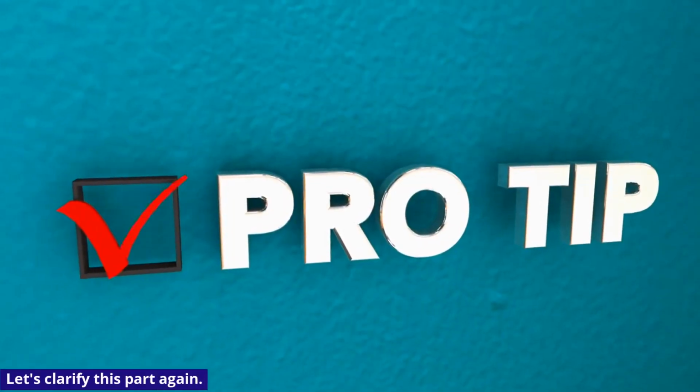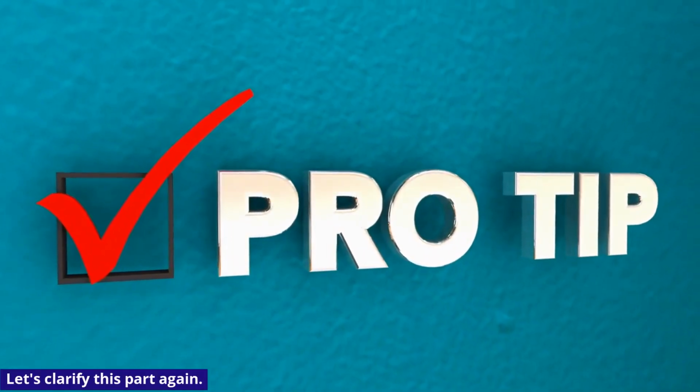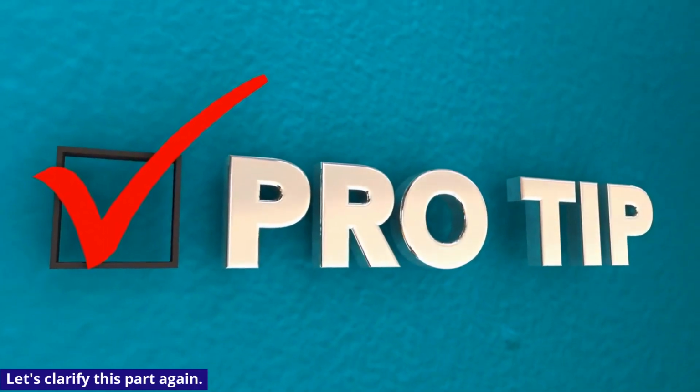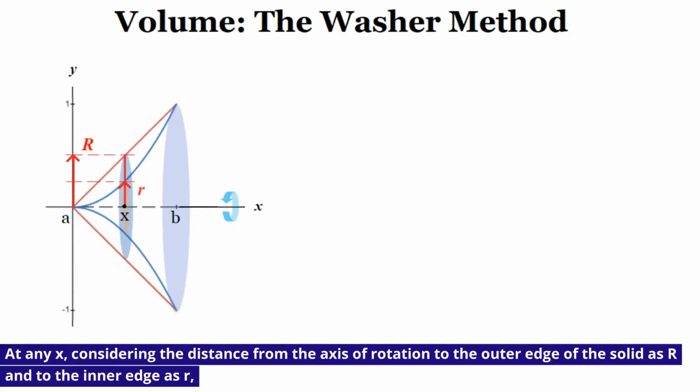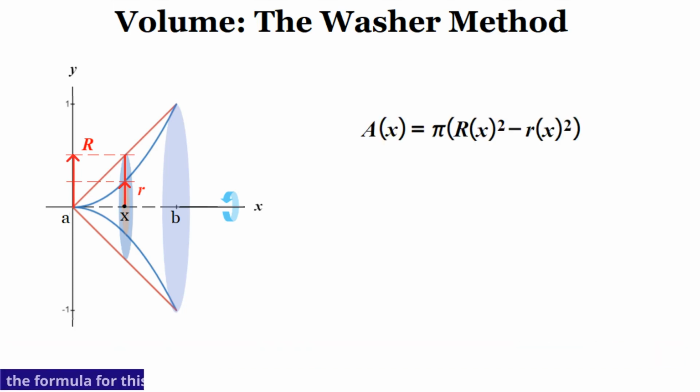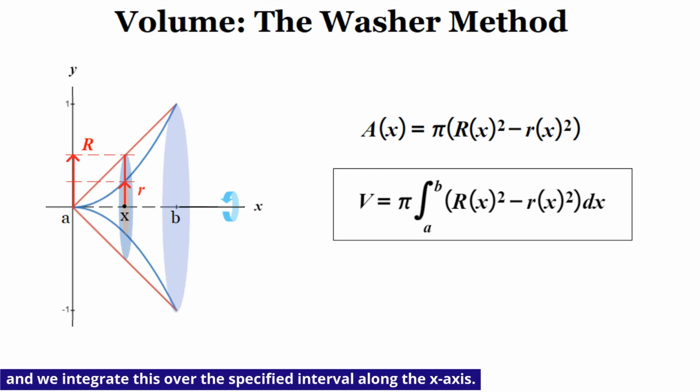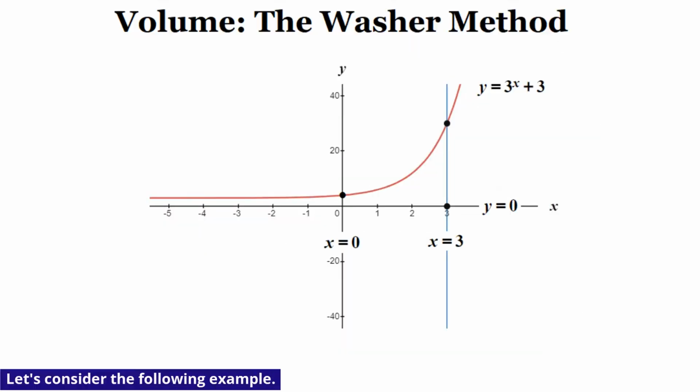Let's clarify this part again. At any x, considering the distance from the axis of rotation to the outer edge of the solid as R and to the inner edge as r, the formula for this area of the disk is defined, and we integrate this over the specified interval along the x-axis. Let's consider the following example.